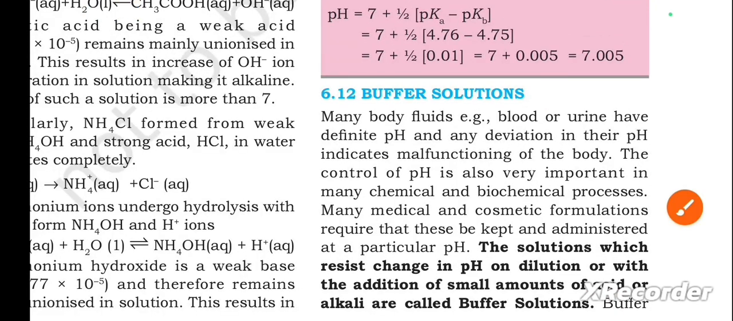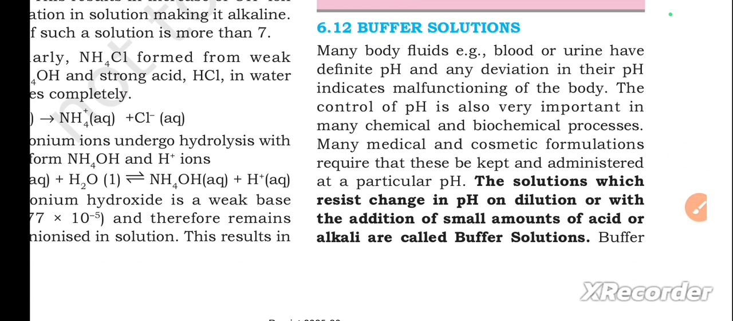Next, 6.12 Buffer solutions. Many body fluids, for example blood or urine, have definite pH, and any deviation in their pH indicates malfunctioning of the body. The control of pH is also very important in many chemical and biochemical processes. Many medical and cosmetic formulations require that these be kept and administered at a particular pH.